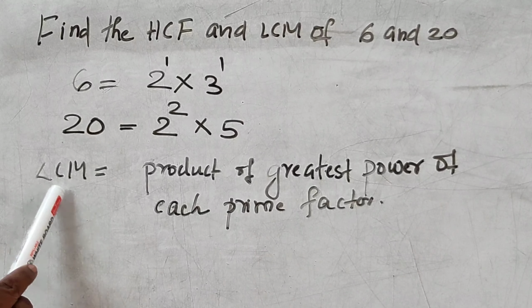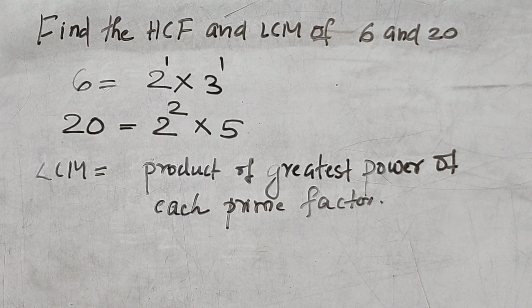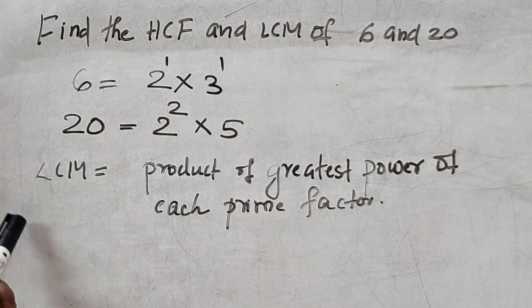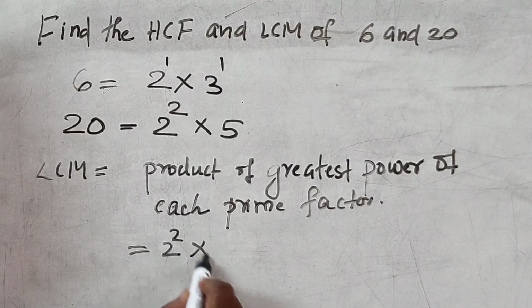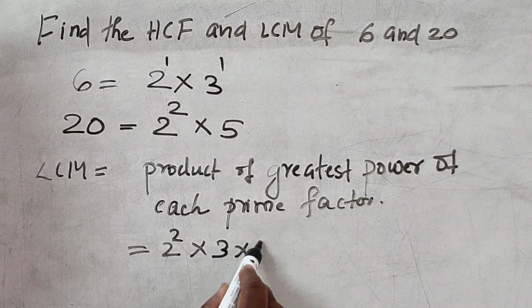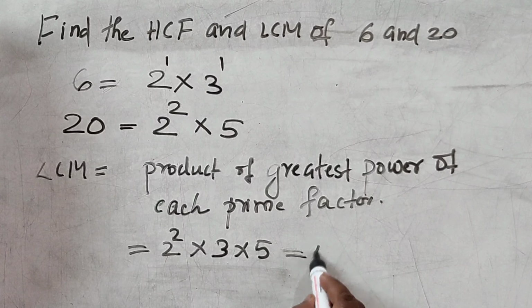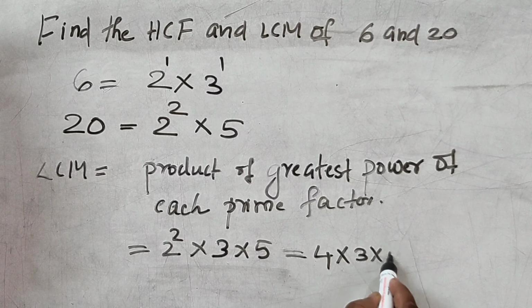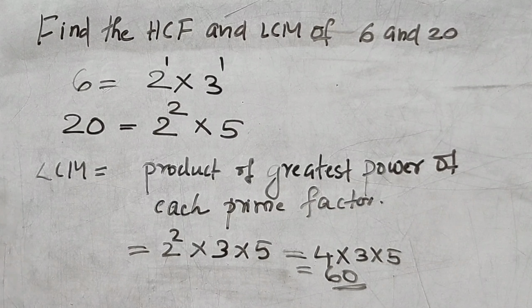Now the LCM. LCM is the product of the greatest power of each prime factor. So here how many factors are there? 3 factors, that is 2, 3 and 5. And we have to take the greatest power. For 2 and 2 square, the greatest power is 2 square. 3 alone is there, so 3, and 5 alone is there, 5. So that is equal to 4 into 3 into 5, and that is equal to 60. So 60 is our LCM.